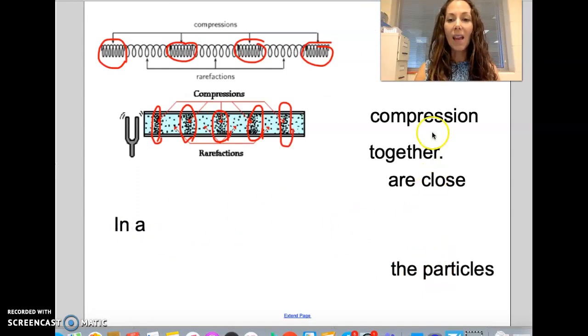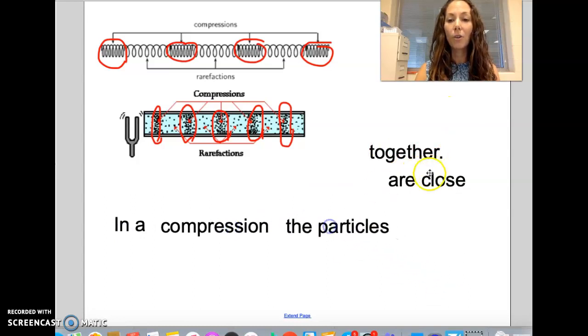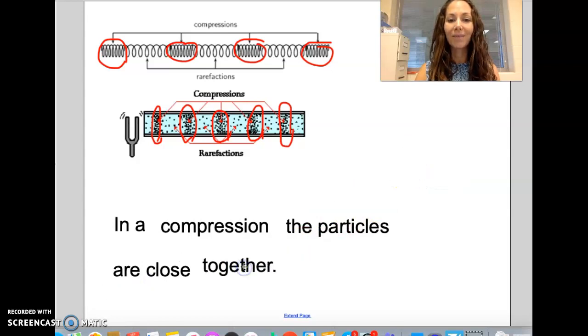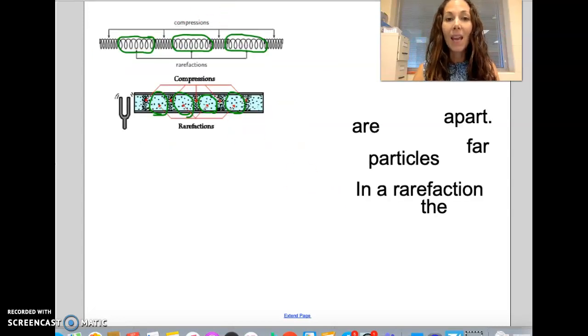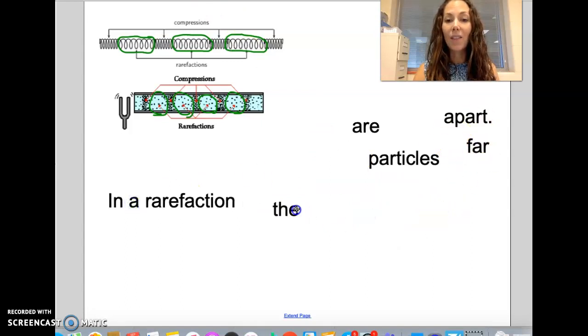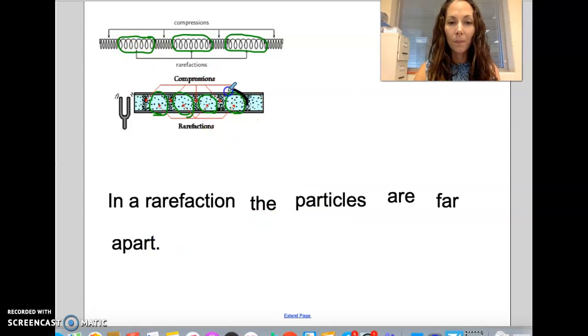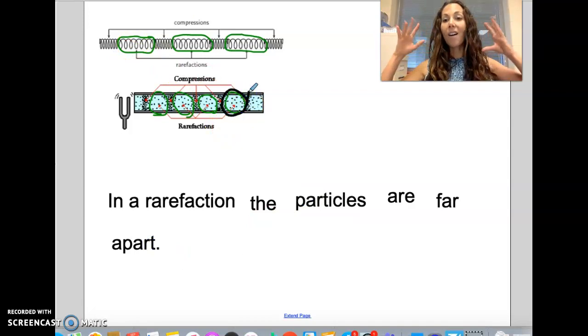In a compression, the particles are close together. See? They're close together. In a rarefaction, the particles are far apart. See? They are far apart.